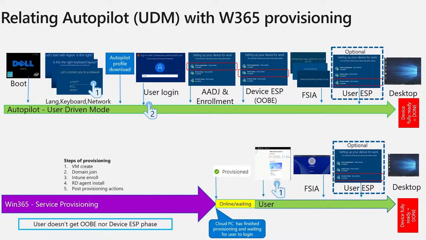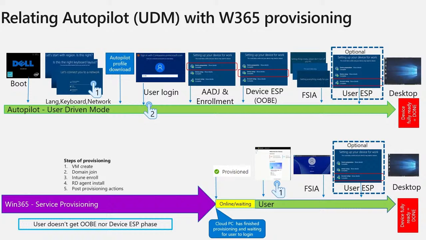That includes the image selection. I demonstrated when creating a provisioning policy using a gallery image. That should be thought of as synonymous to the OEM image that you get on your Autopilot devices, your physical devices, where it's a vanilla image.